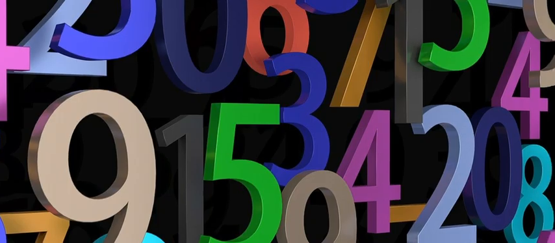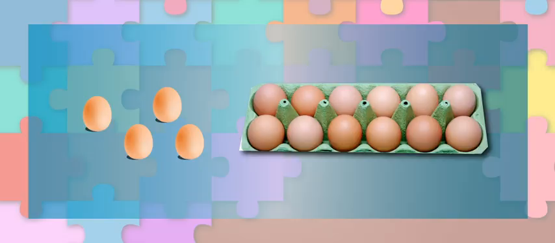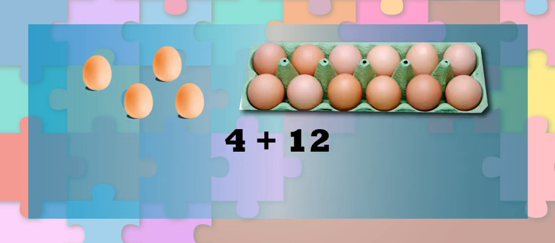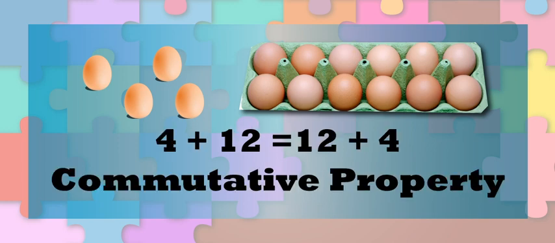Let's look at another example. Here are 4 loose eggs plus a dozen eggs in a package. We want to find this sum, 4 plus 12. Since we want to count on from the larger number, then we actually want to add these numbers, 12 plus 4. Fortunately, a property of addition, called the commutative property, shows us that 4 plus 12 equals 12 plus 4.